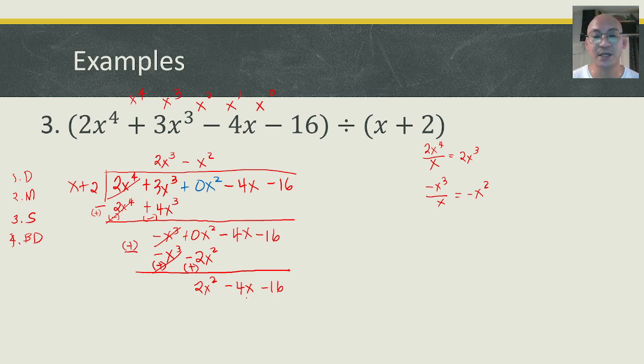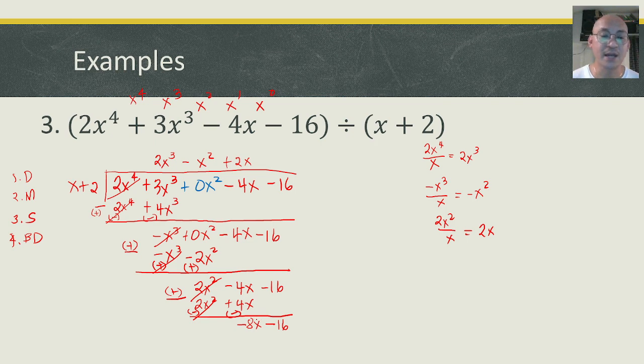To continue the process, divide again the first terms, 2x squared divided by x, that will give you 2x. So we have now plus 2x. And 2x times x is 2x squared. 2x times 2 is positive 4x. Then subtract. Change the sign. Follow the rule of addition. And this will become 0. The negative 4x and negative 4x is negative 8x. Bring down 16.